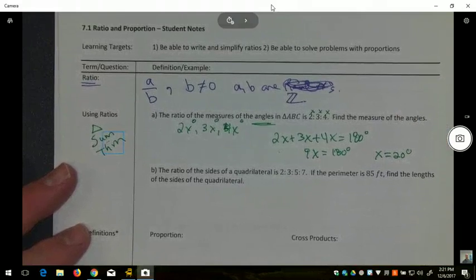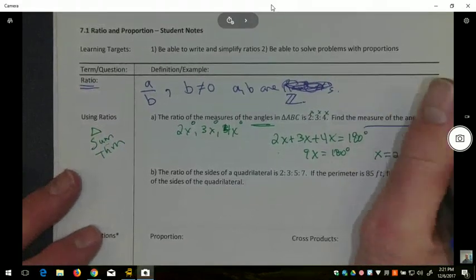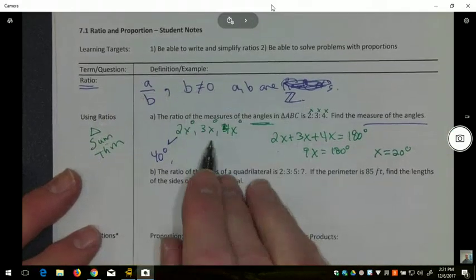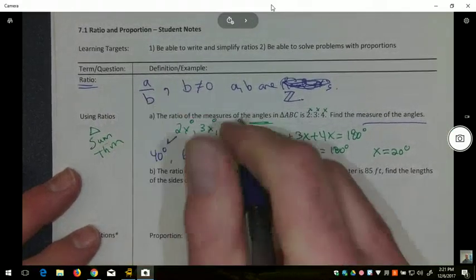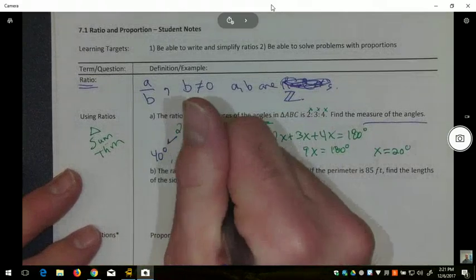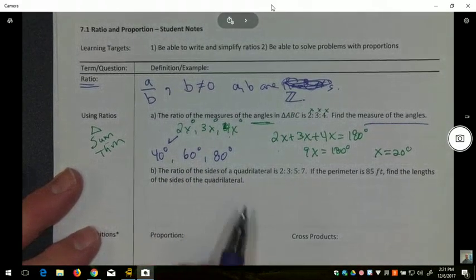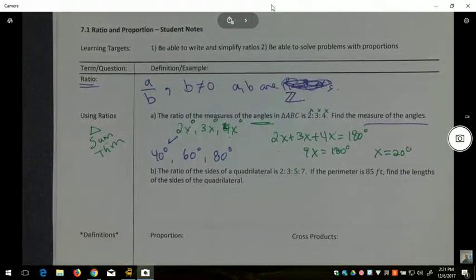Well, that's the value of x, but we're asked to find the measure of each angle. 2 times 20 degrees is 40 degrees, 3 times 20 degrees is 60 degrees, and 4 times 20 degrees is 80 degrees. And yes, 40 plus 60 plus 80 does add to the sum of the angles in a triangle, 180 degrees.